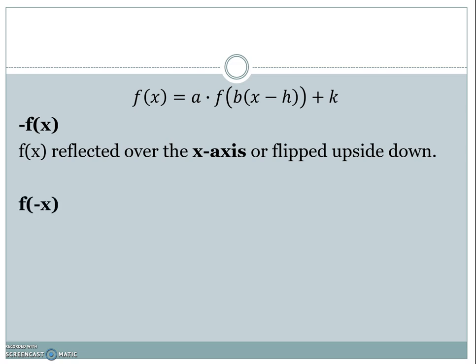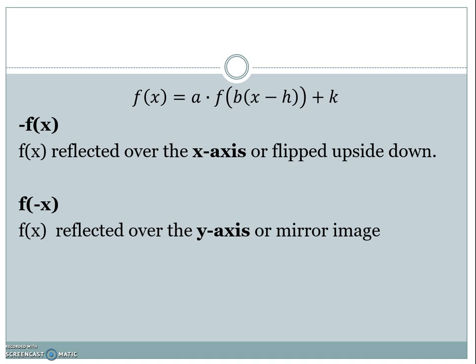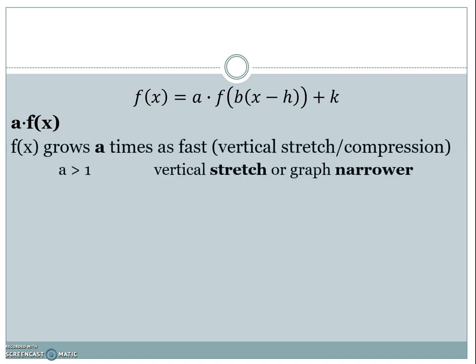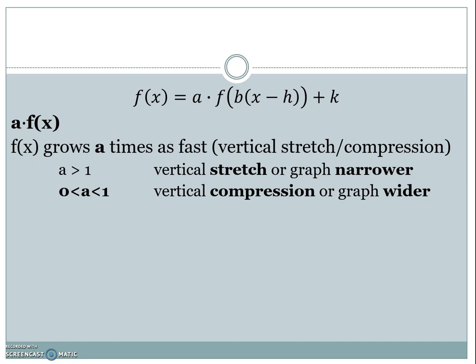However, if it's inside the function, what that means is we're going to reflect everything over the y-axis, because now we're taking all the x values and applying the negative to it first, and it gives us the y-axis, or its mirror image. Other information about a, if a is greater than 1, that's a vertical stretch. If it's between 0 and 1, it is a vertical compression, and you'll be able to see that today.